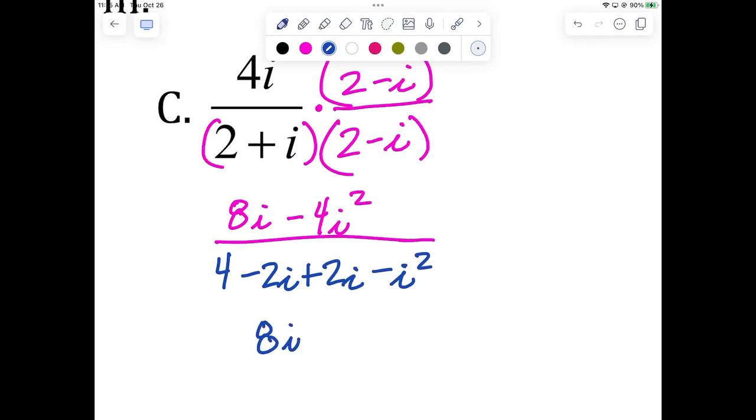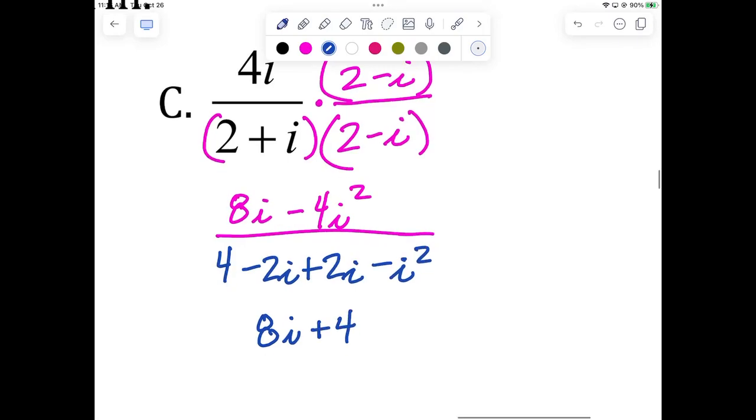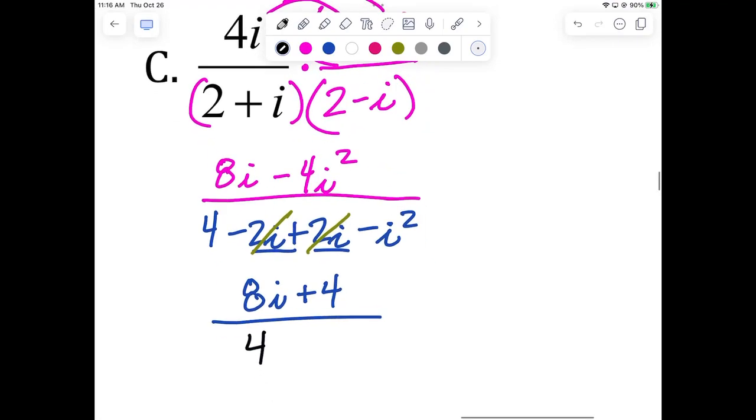In the top, I have 8i. What does negative 4i squared become? Positive 4. i squared is negative 1. So negative 4i squared changes the sign, becomes positive 4. i squared is negative 1, remember. In the bottom, your two i's cancel. Those cancel. So you're left with 4 minus i squared.